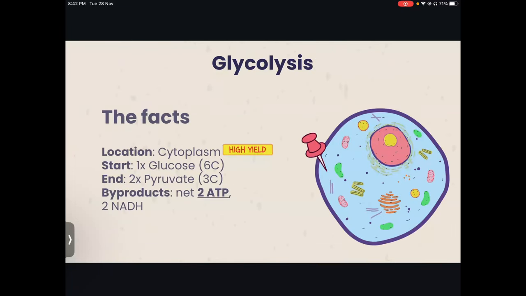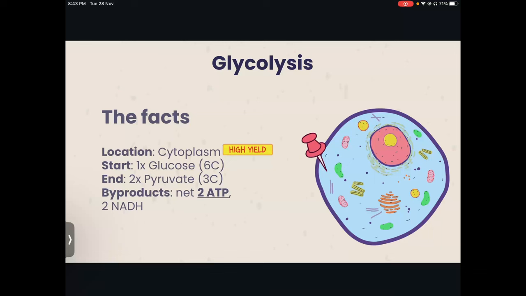Now, before we get into every little detail, let's get the general facts straight. These are the most important things you need to take out of this lecture. Number one, glycolysis happens where? In the cytoplasm. And if you remember earlier on, we said glucose is the only fuel that red blood cells can use because they don't have mitochondria, they only have cytoplasm. So glycolysis happens in the cytoplasm. That is why red blood cells can undergo glycolysis.